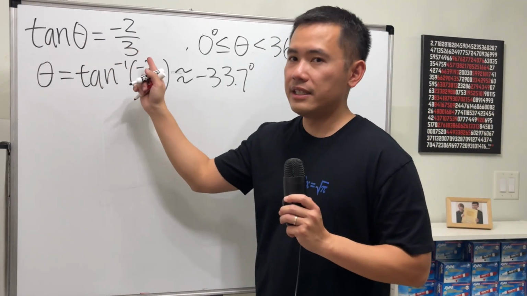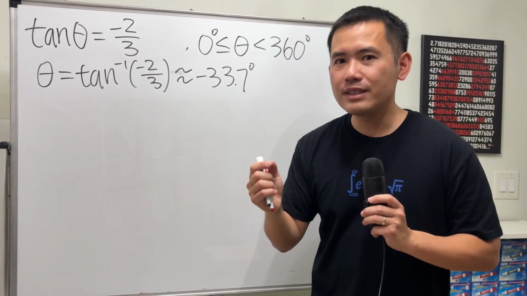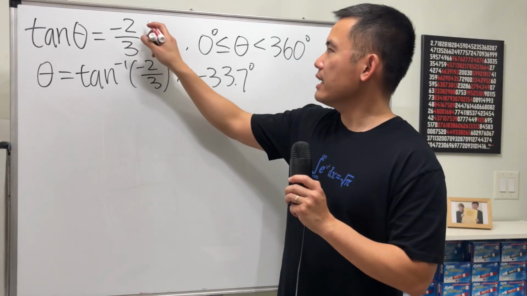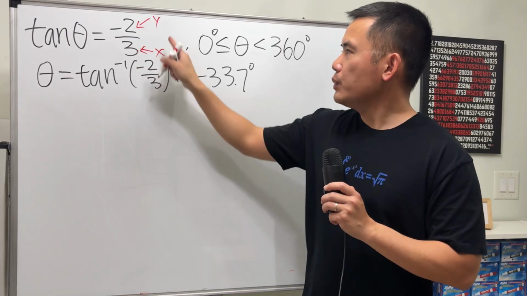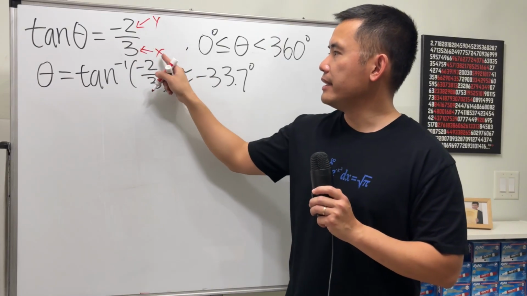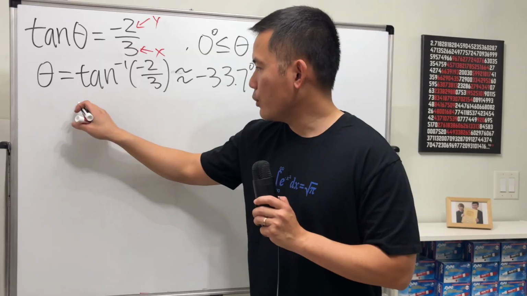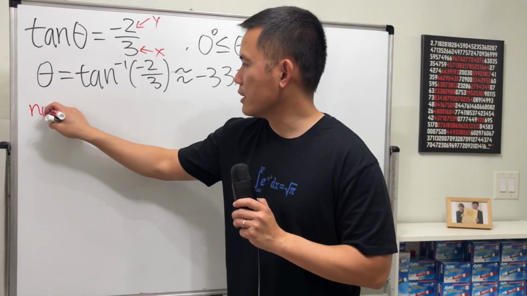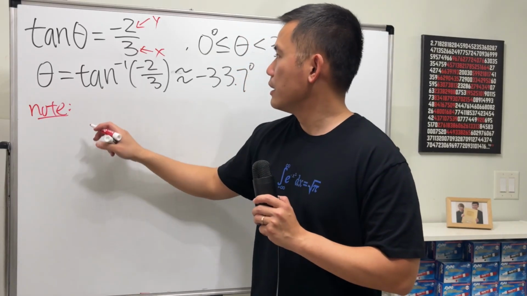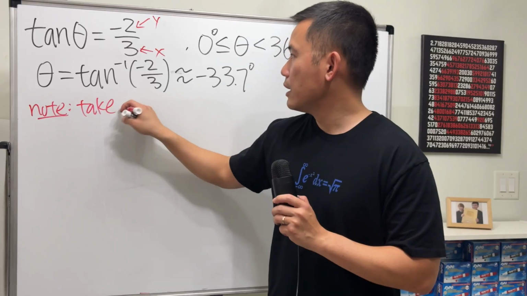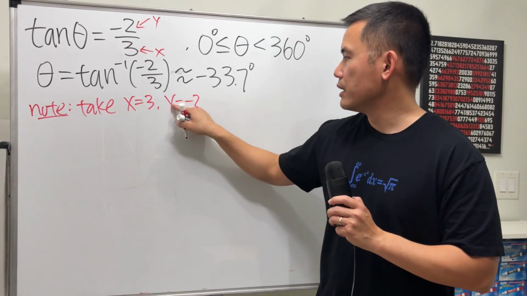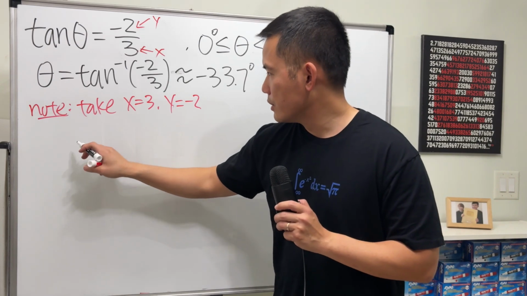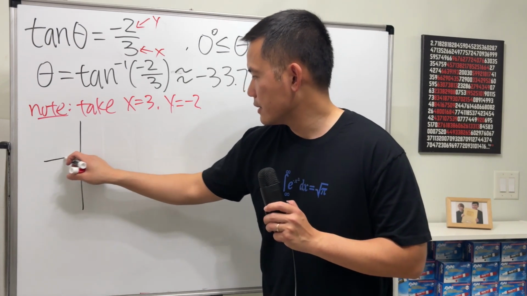Firstly though, we have to understand tangent is what? Opposite over adjacent. And on the xy plane, that's y over x. So we can take y to be negative 2 and x to be 3. That will give us, let me just make a note right here because this is a little bit trickier. Take x to be 3 and then y to be negative 2. And draw the picture. We will have a picture like this.